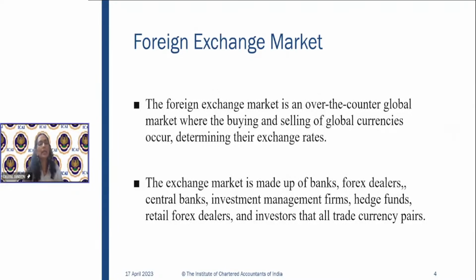Okay, where buying and selling of global currency occurs and the rate is determined through which currency is more in demand. जिसकी currency की demand ज़्यादा होगी, वो उतनी strong होगी. Okay, so the exchange market में कौन-कौन players होते हैं? There are banks, there are foreign exchange dealers, there are companies, there are central banks, investment banks, hedge funds, investors. Okay, so all these players are part of exchange market.